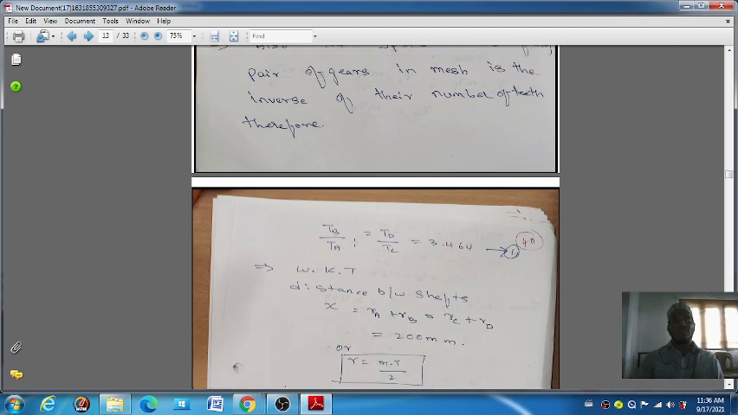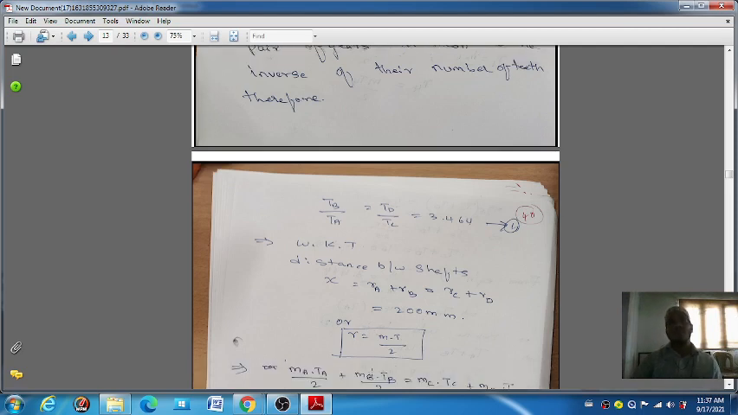Then next we have to find the distance between these two shafts. The distance between the two shafts is already given, but we don't know the value of R. So that's why we are finding the value of R, the pitch circle radius of each gear. X is equal to R1 plus R2, which means RA plus RB. The actual formula is X equals D1 plus D2 by 2. If you are taking it in terms of radius, X is equal to R1 plus R2.